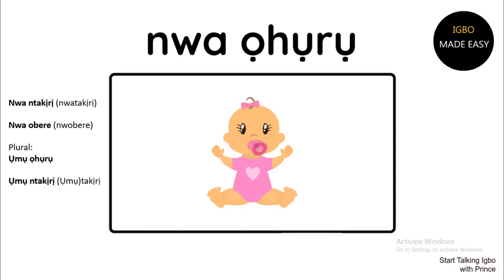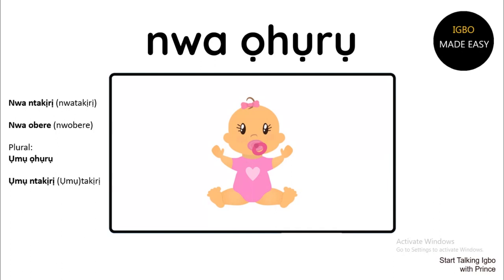So you can call a baby nwa ọhụrụ, nwatakịrị, or nwa obere. If they are very new, they're still suckling babes, you can call them nwa ọhụrụ. But if they are not exactly old and they're just little children between babyhood and all of that, you can use nwatakịrị and nwa obere.